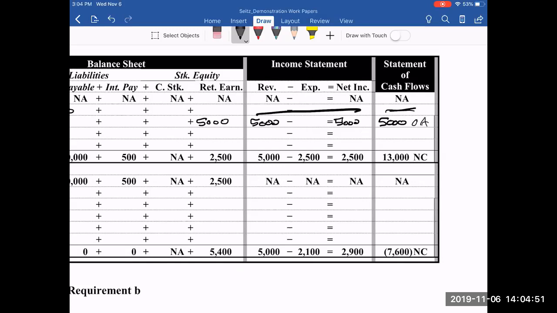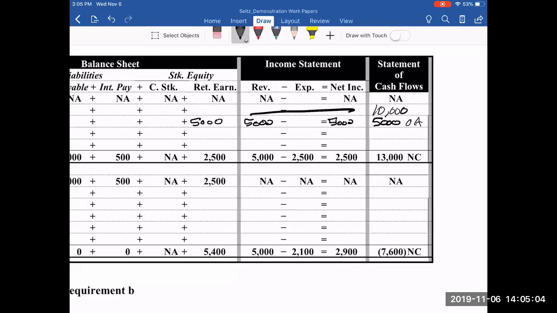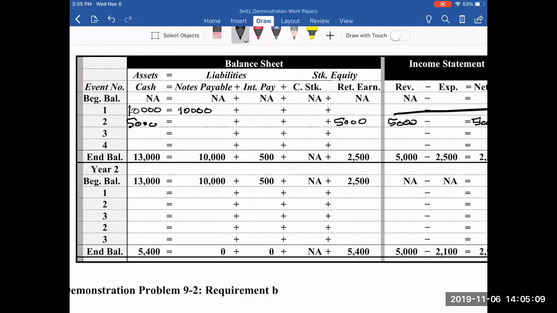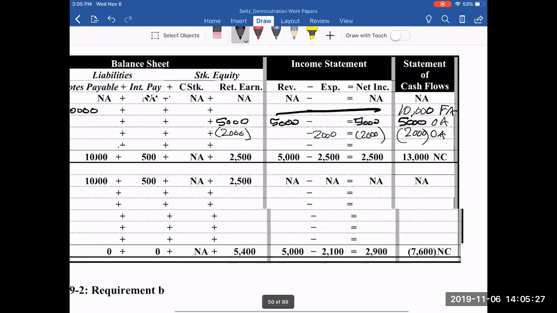Oh, one thing that I want to point out is, I see that this is wrong here. This would be an increase in cash, this $10,000, because cash was actually affected. So I apologize for that. So that's an increase in cash, but that's a financing activity because we borrowed the money. Transaction 3 is the payment of expenses of $2,000. So you're going to see a decrease over here in retained earnings because all expenses reduce retained earnings, and they also reduce net income. And you're going to see a reduction in operating activities for cash flows.